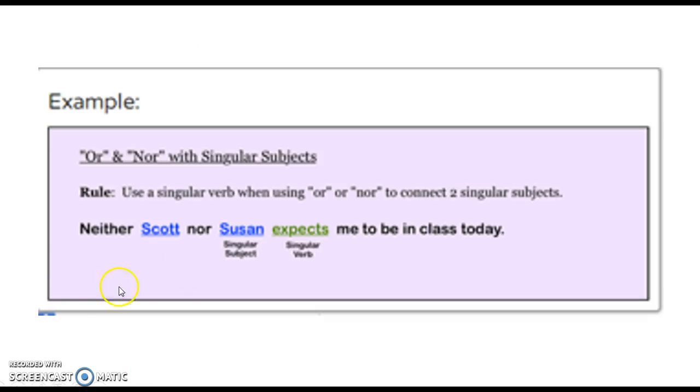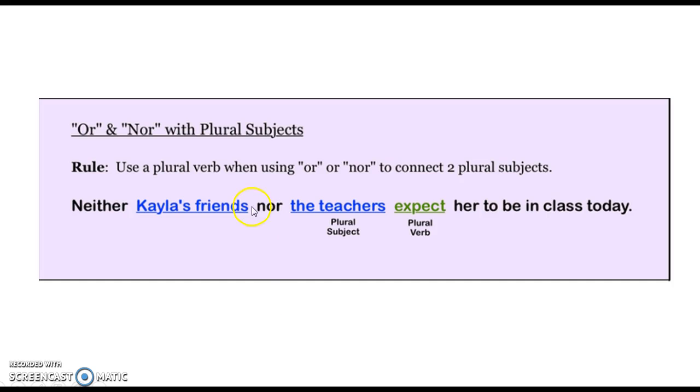Okay, so one example is: neither Scott nor Susan expects me to be in class today. Notice, even though we have two subjects, or and nor make them sort of singular. So Scott expects me to be in class, or Susan expects me to be in class. We treat them separately, and you have a singular verb. Now, obviously, if you have plural subjects like friends or teachers, it's going to be a plural verb because even individually those things are plural. But remember, we take them separately because of this or or nor.